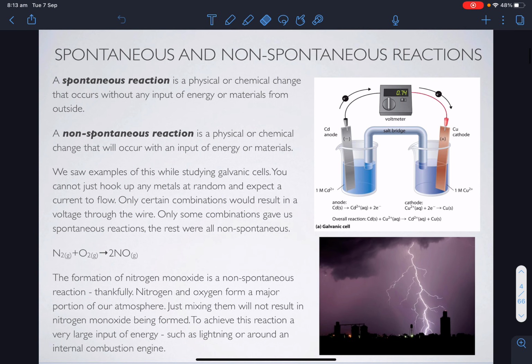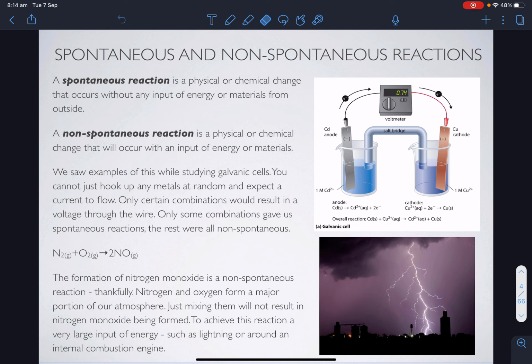Okay, so I put in here stuff about spontaneous and non-spontaneous reactions. Let's see what I've written. A spontaneous reaction is a physical or chemical change that occurs without any input of energy or materials from the outside. The way I like to think about it in my own words is, if I shove these things together, is something going to happen? If something happens, it's spontaneous. If it doesn't, it's non-spontaneous. So a non-spontaneous reaction is a physical or chemical change that will occur with an input of energy and materials. So you need to put energy in there or something else to make it happen.